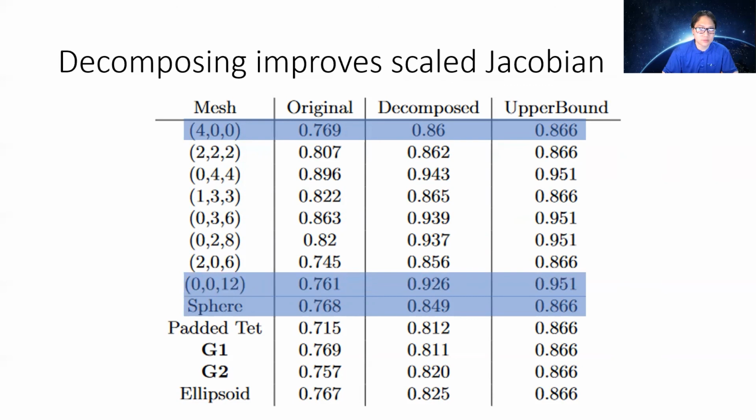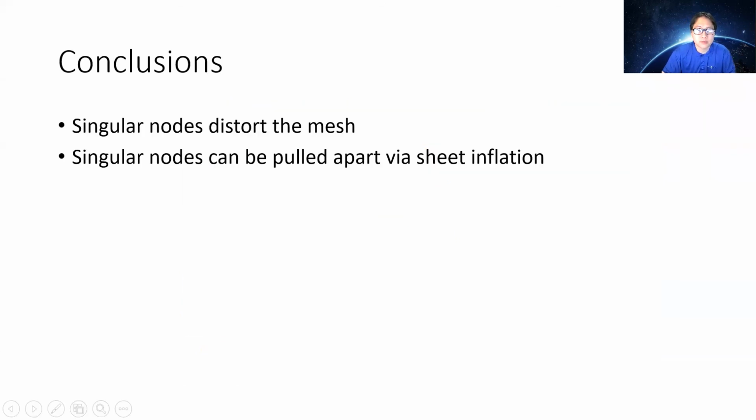Lastly, I'll point your attention to the 0012 singular node. Again, by the symmetry arguments, we know that any mesh with this singular node present has a scaled Jacobian upper bound of 0.761. Removing that singular node brings up the score to 0.926 and a new theoretic upper bound of 0.951. The valence 5 singular curves are slightly less mesh distorting than valence 3 curves. To summarize, these are the 2 points I've repeated throughout the talk. Singular nodes distort the mesh, and singular nodes are removable with sheet inflation.